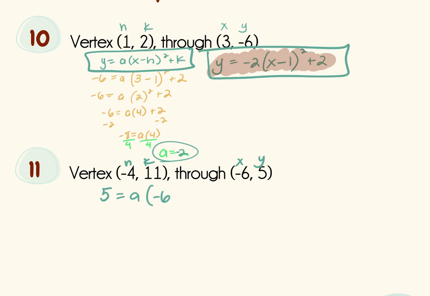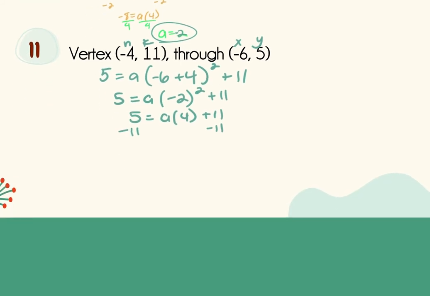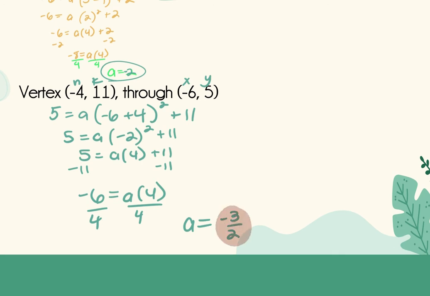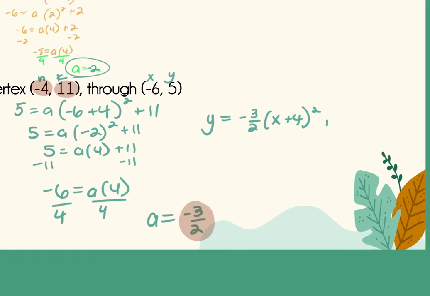So X, good luck, Sean. Minus the negative 4 squared plus K, which is 11. Subtract the 11. And divide by 4. Simplify it, that's negative 3/2. And then you plug back in the A, the H, and the K. So Y equals A, which is negative 3/2, X minus a negative 4 squared plus 11.